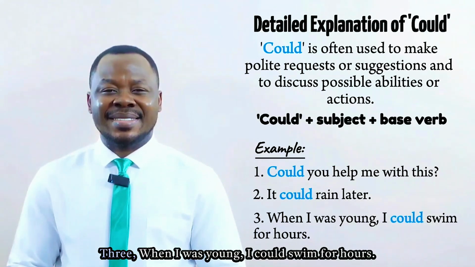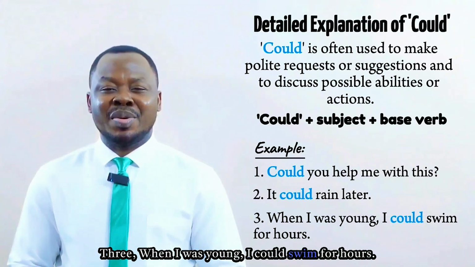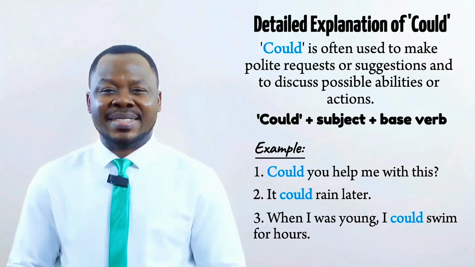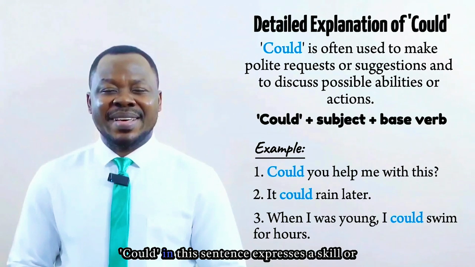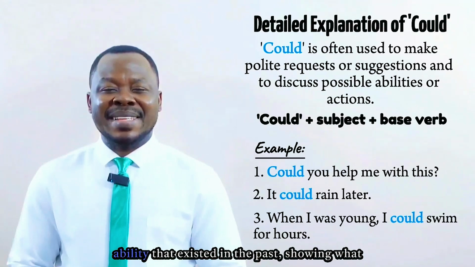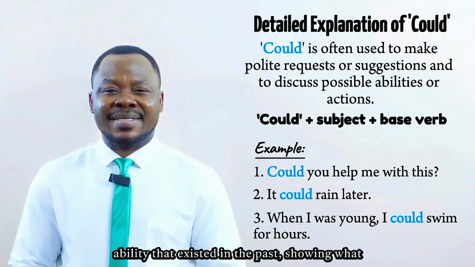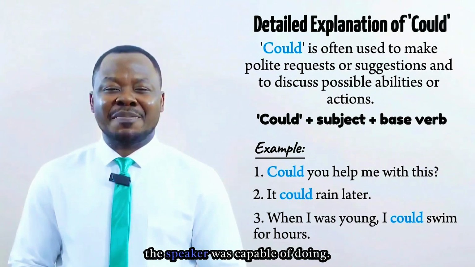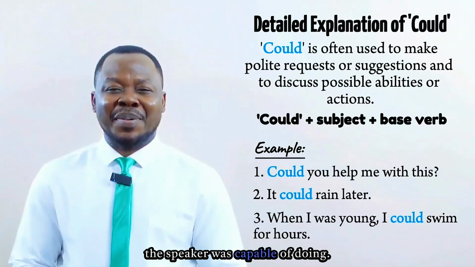3. When I was young, I could swim for hours. Could in this sentence expresses a skill or ability that existed in the past, showing what the speaker was capable of doing.